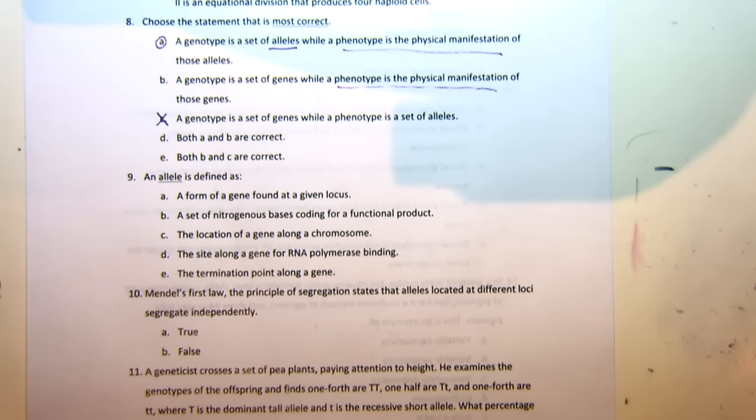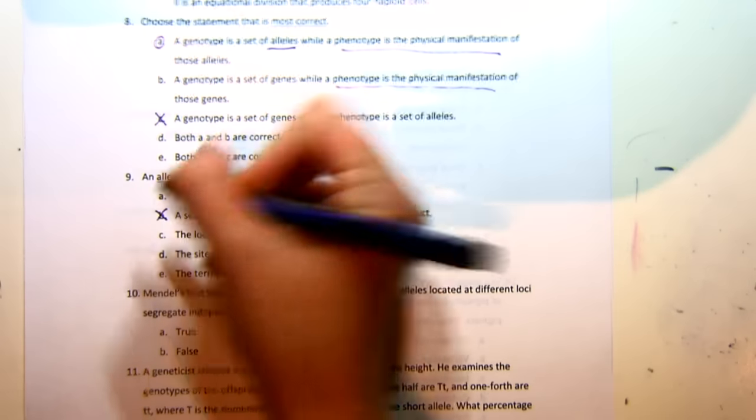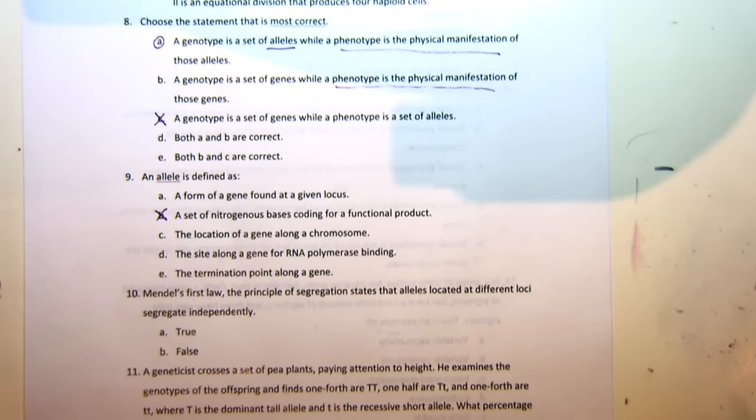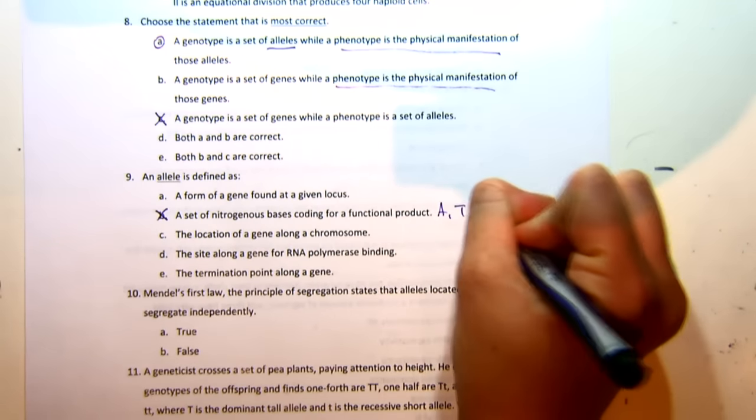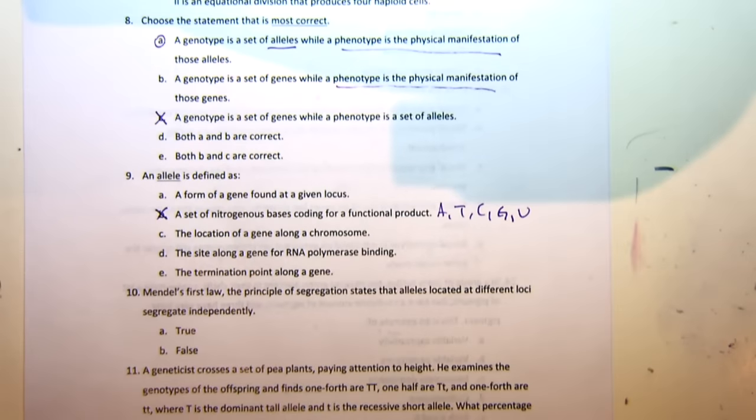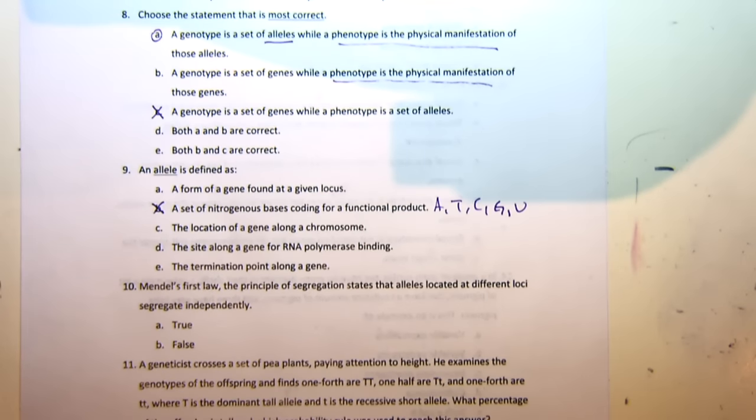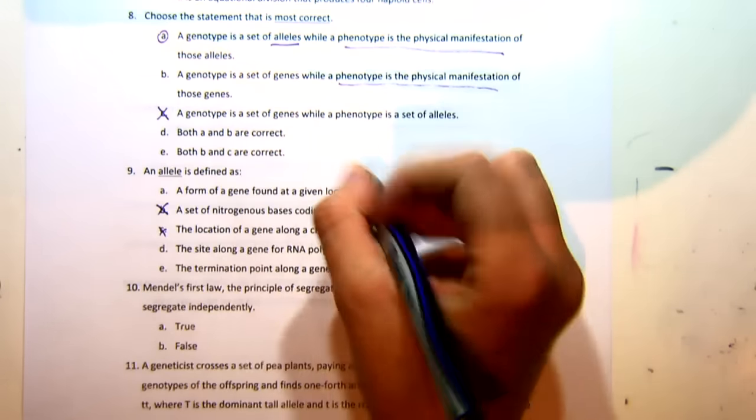All right, number 9. An allele is defined as A, a form of a gene found at a given locus. Could be. B, a set of nitrogenous bases coding for a functional product. Right away, I know that's not right, because a nitrogenous base would be something like A, T, C, G, or U. So that's not our answer. C, the location of a gene along a chromosome. That wouldn't be allele. That would be our locus.